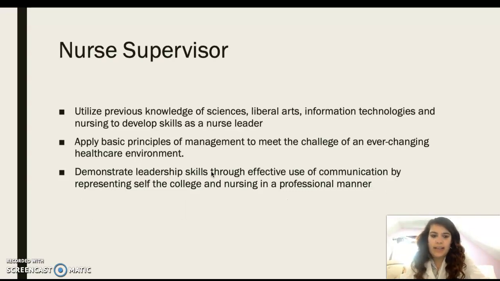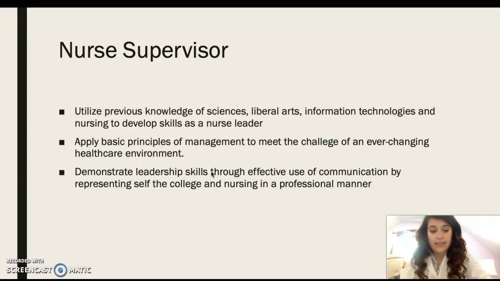So the next thing I did was the nurse supervisor. Once again, these are the objectives for nurse supervisor. Unfortunately, due to recent events, aka COVID-19, I was not able to attend my nurse supervisor shadowing, which I'm bummed about because I was really looking forward to that.